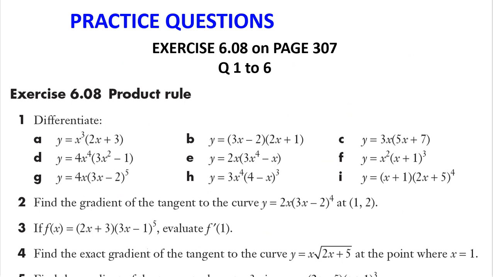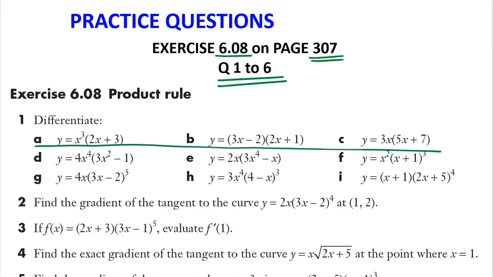So to practice those, could you work your way through questions 1 to 6. They're on page 307 of the textbook. Exercise 6.08, remember we've already done, I just did for you A, B and C, but go back and do them again yourself. And I also did question 2. You should be able to get through 3, 4, 5 and 6. Have fun.